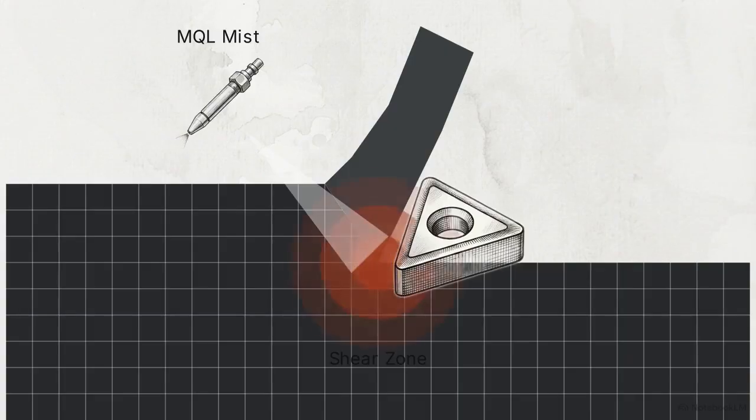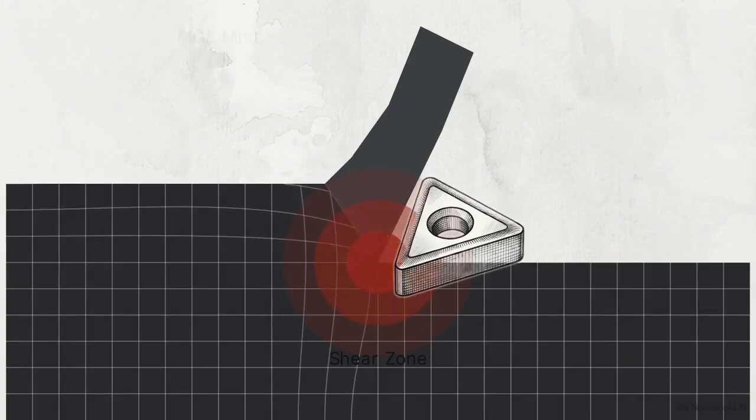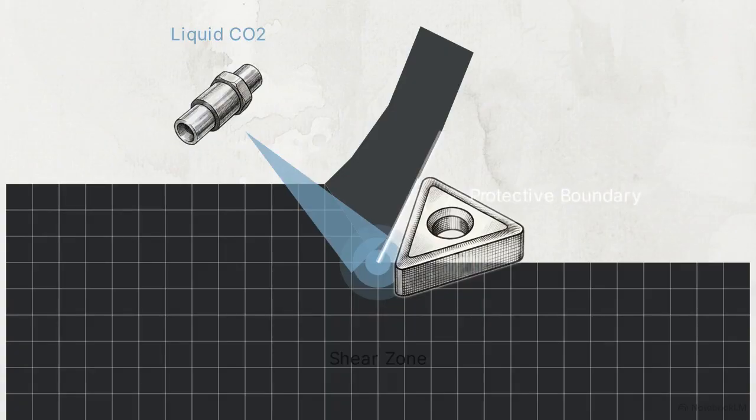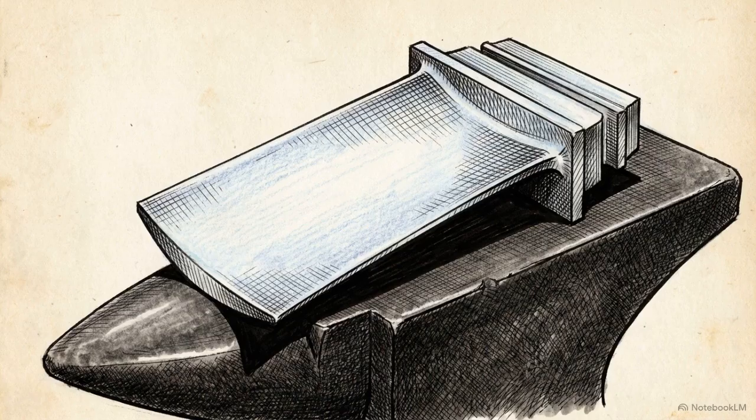When machining superalloys, MQL isn't enough. The environment requires extreme thermal management, like cryogenic machining. Watch as a directed blast of liquid CO2 hits the shear zone, turning the heat map deep blue and creating a clean boundary that prevents the chip from welding. Advanced coolants freeze the material's surface integrity in place before any thermal damage can ruin it.